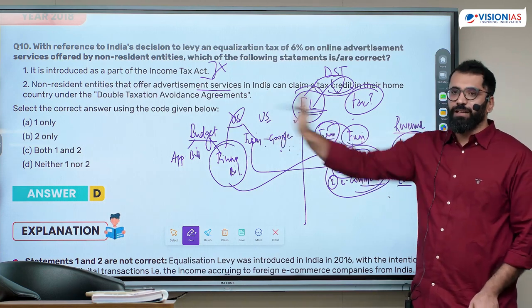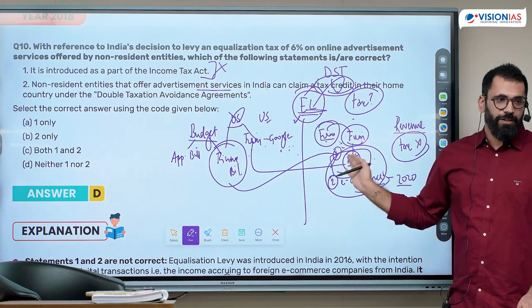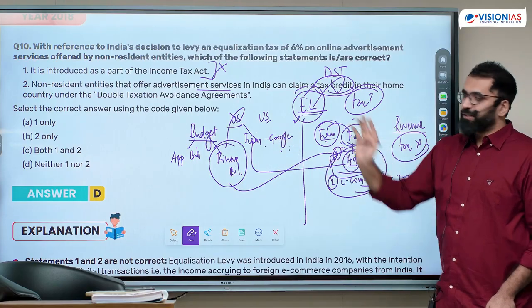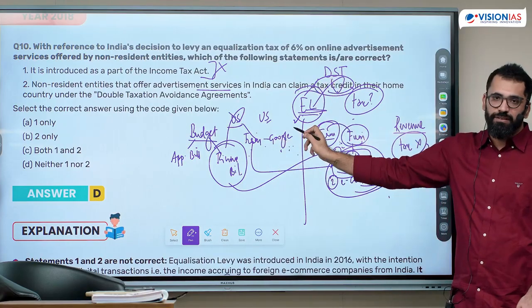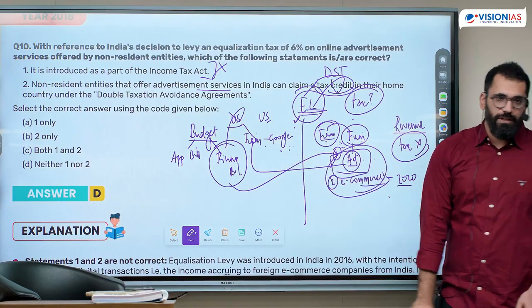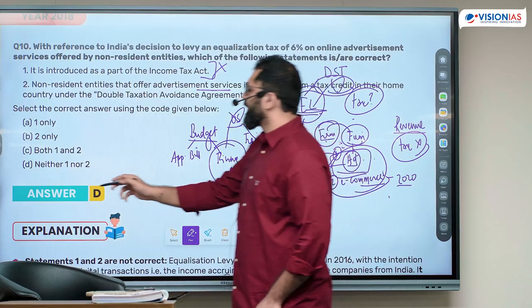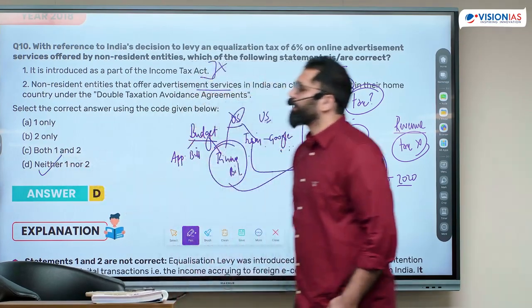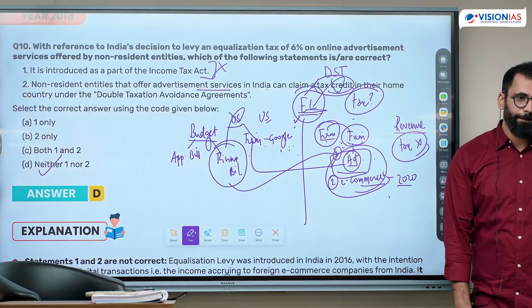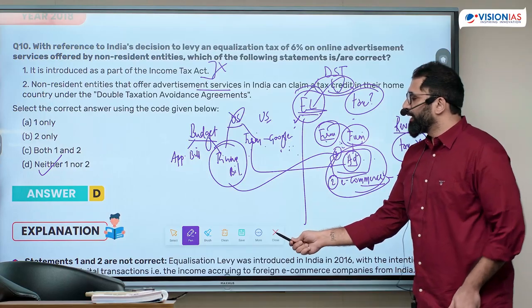In your own country you will pay tax separately on your profits. This indirect tax we have introduced on your services. You won't claim any tax credit here. This was introduced as a feature of this equalization levy. The genesis of the question is introduction in the budget. The answer here is no tax credit and introduced as part of the Finance Bill 2017. This is equalization levy.